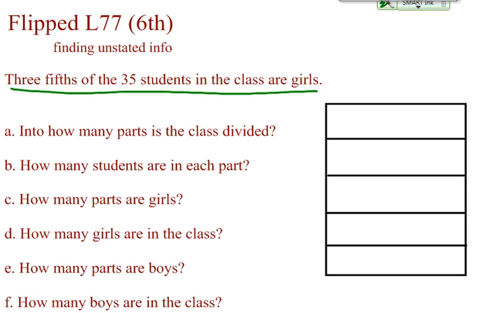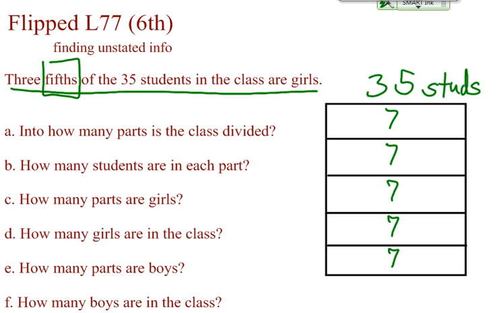It says, into how many parts is the class divided? What we really need to do to help us understand this is break this into an equal groups problem. So we would say 35 students, and I'm going to break this into 5 equal sections, so that would put 7 students in each of these sections. We get this idea from right here: 5 equal sections, fifths. And so I can put my brackets in here for 3 of them, and I can put my second bracket in here for the other 2.